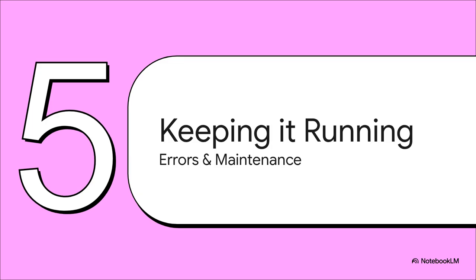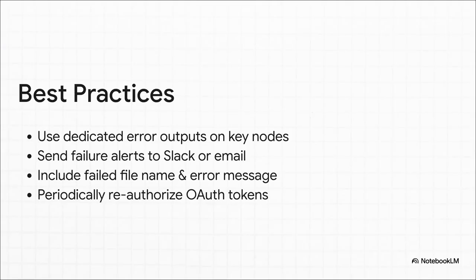Okay, we've built the core pipeline. It's fast, it's efficient. But to make this a truly enterprise-grade solution that you can rely on, we need to talk about reliability. How do we handle errors and make sure this automation just keeps running smoothly day after day? It's actually pretty straightforward. You'll want to use the dedicated error outputs on your key nodes. So if a file fails to download or extract, that error branch should immediately fire off a notification to Slack or an email. And critically, that notification has to include the name of the file that failed and the specific error message. That way, an engineer knows exactly what broke and where to look.